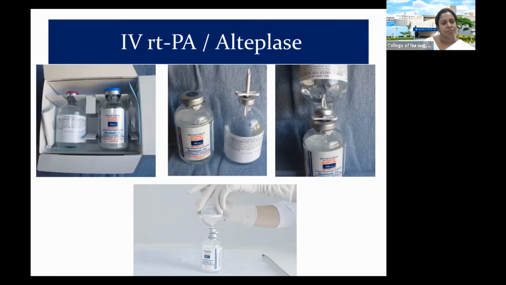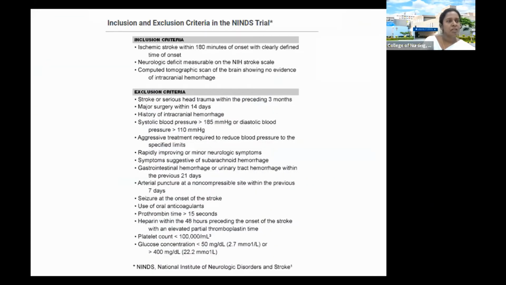This is then loaded in a 50 cc syringe, and then we connect an arterial line and we administer it as an infusion. There are quite a few inclusion and exclusion criterias I have mentioned here. If you can remember the three inclusion criterias, the main thing is they have to be in the hospital within 3 to 4.5 hours. On a CT scan, it should definitely show an ischemic stroke. These are the two main things, and age is another factor which is included as a part of inclusion criteria. A lot of things come under exclusion criteria.